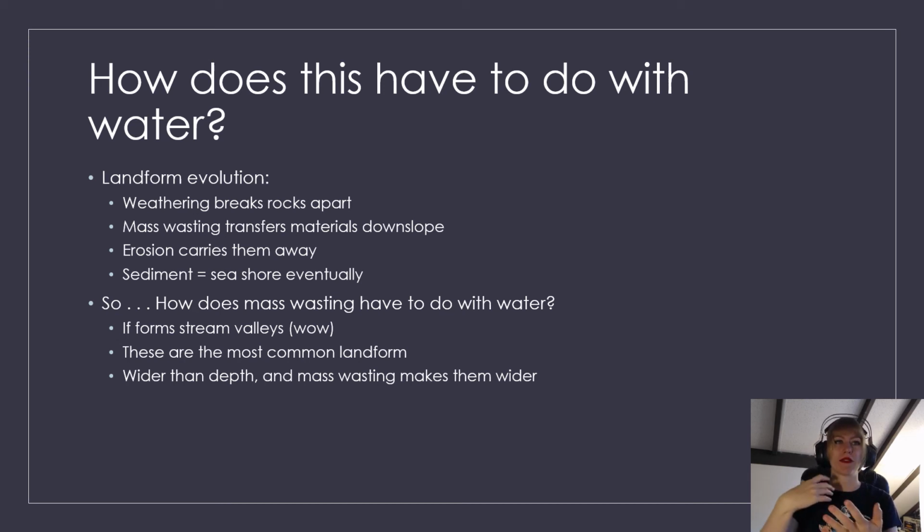So how does it have to do with water? It forms stream valleys. These are the most common landform, and they are wider than their depth. So when you have a steep valley, like a V-shaped valley, mass wasting will widen said valley. So instead of it being a narrow stream bed, it'll become a wide stream bed.